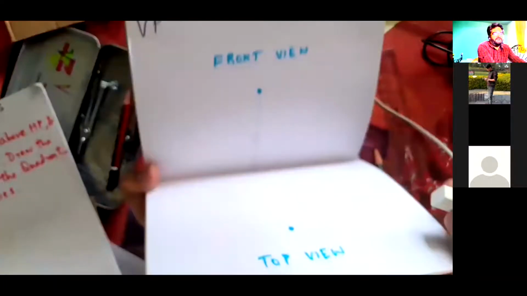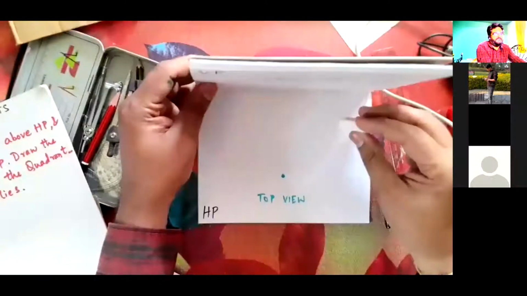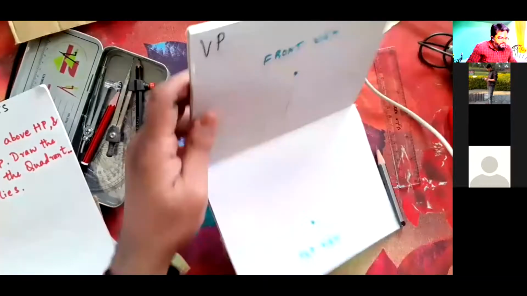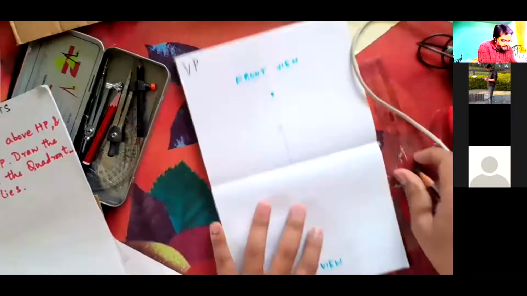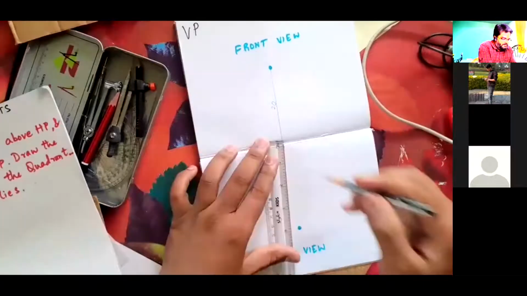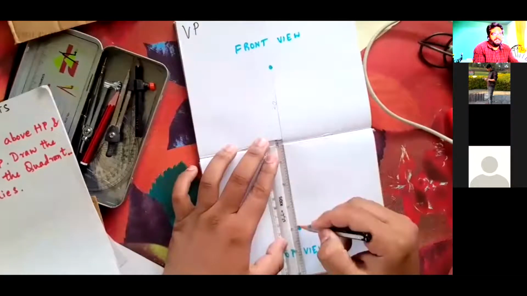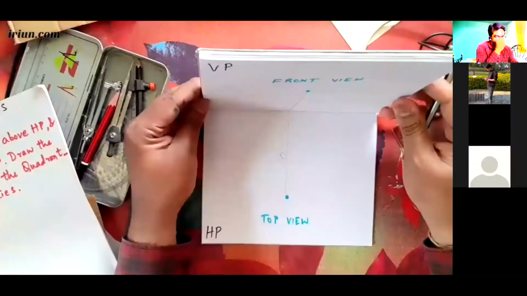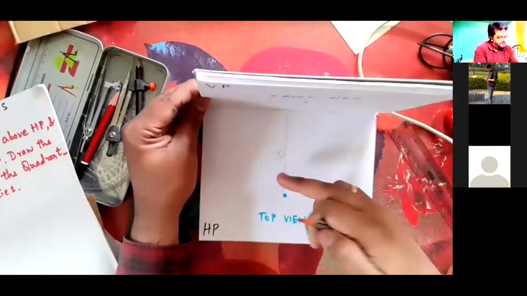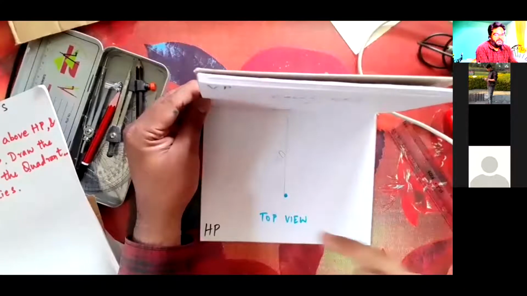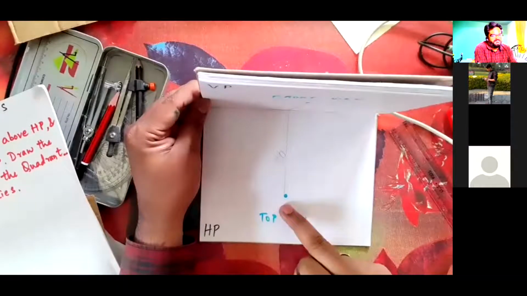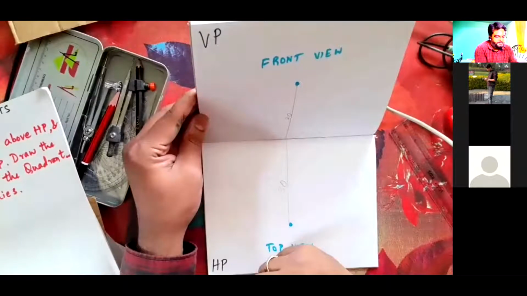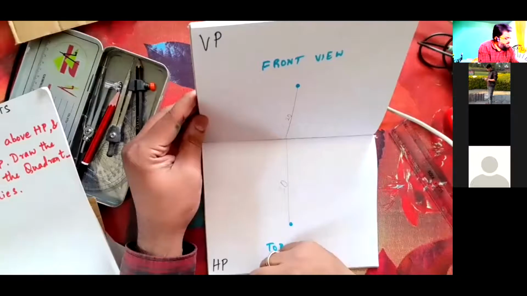In the same way, in front of VP, it is at a distance of how much? There is only one other number, that is 30. So 30 mm in front of VP. In front of VP at a distance of 30 mm, I have got the top view, and 20 mm above HP, I have got the front view. Able to get it? Able to understand this concept?